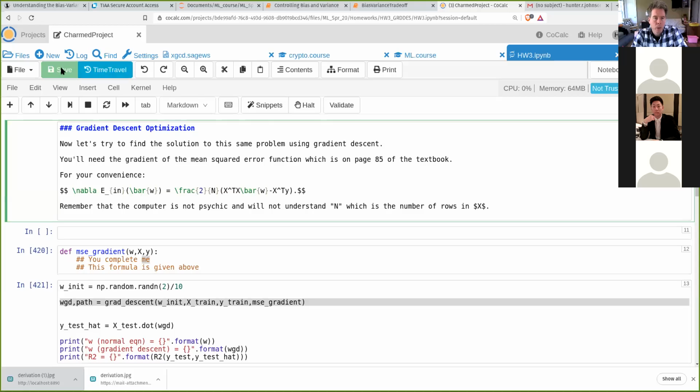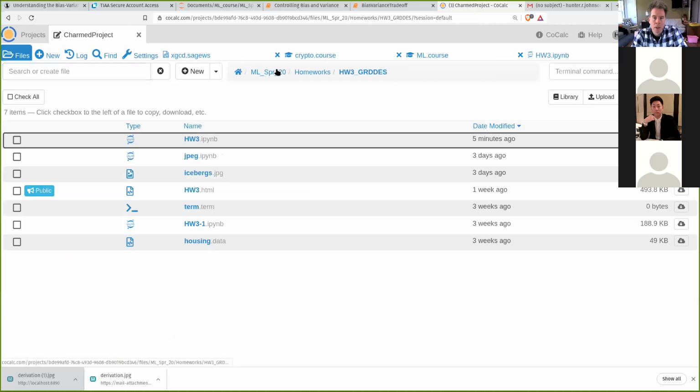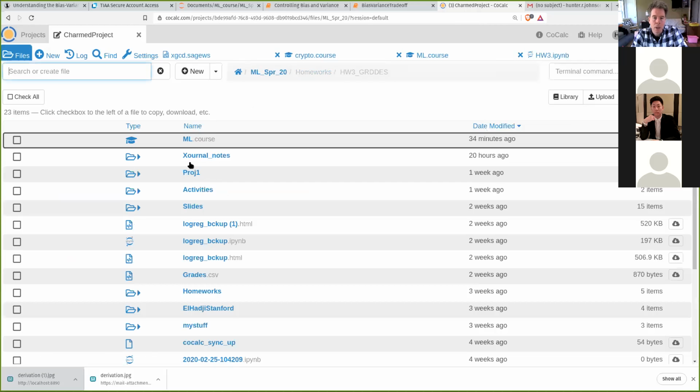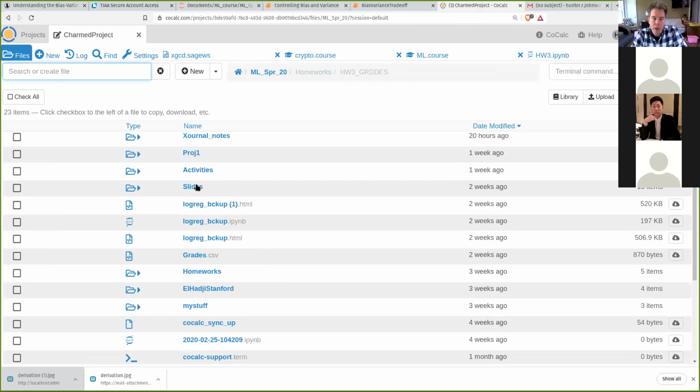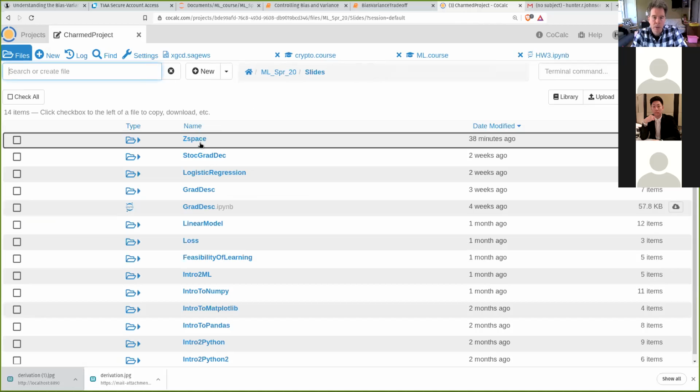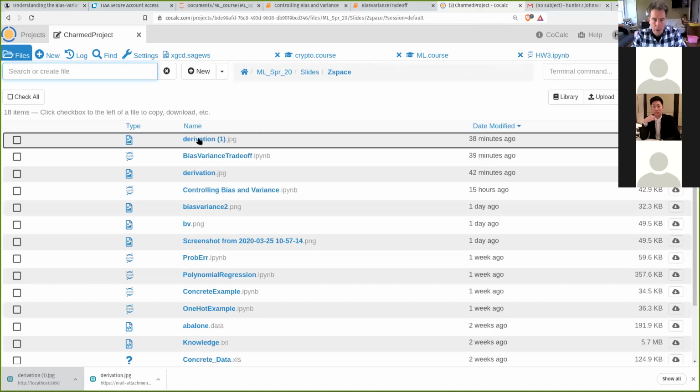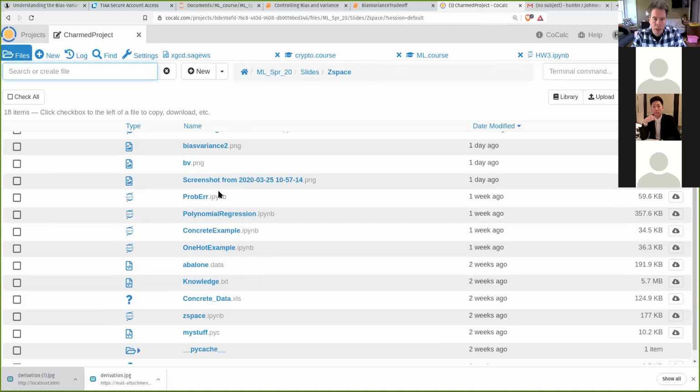So last time we talked about polynomial regression, and we gave some examples of made-up data, but I wanted to give you a concrete example. So let's go to CoCalc, and I think it's under slides. On slides, I've been really loading up Z-space. I've probably got too much stuff in Z-space now. But let's look at a concrete example.